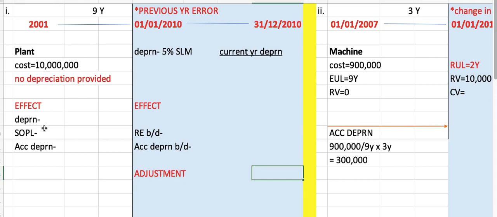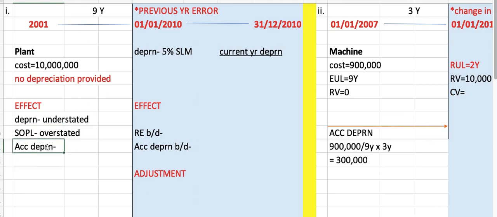So what is the effect when you did not depreciate your plant? The depreciation is understated. The expenses are understated, and when the expenses are understated, that means the SOPL is overstated, because you did not deduct depreciation, so your net profit is more. When your depreciation is understated, therefore your accumulated depreciation is also understated.